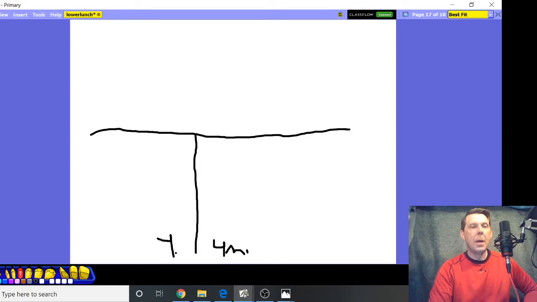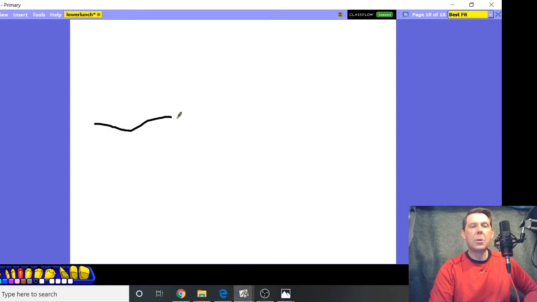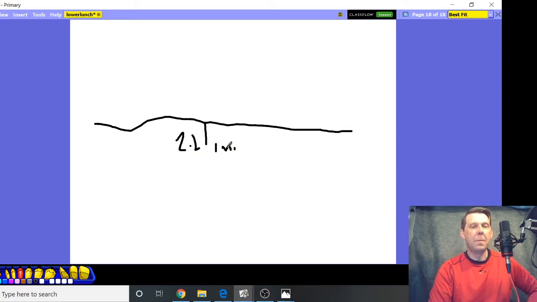All right? If you have here's the surface, here's our crust, and this is only 1 mile down, 1 mile, and you have a 2.2, you might actually feel that quite a bit because it's only a mile down.